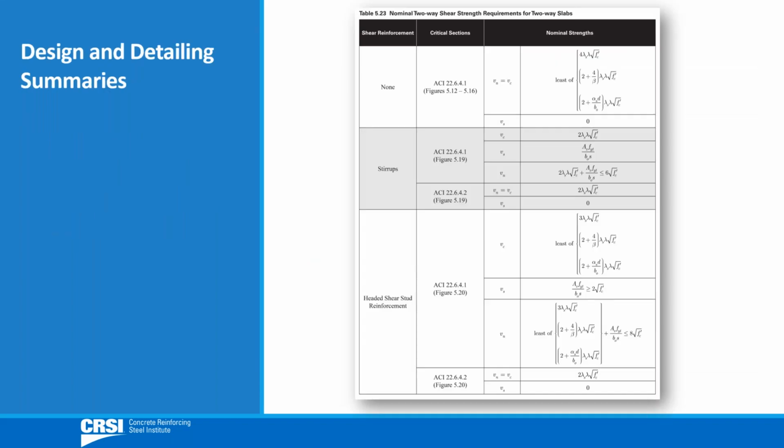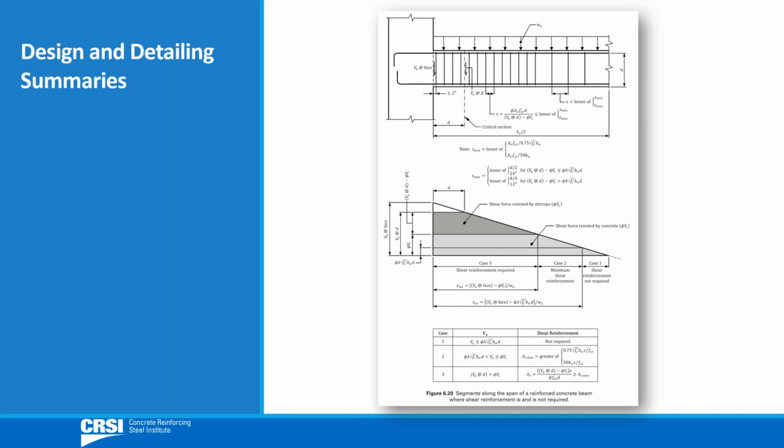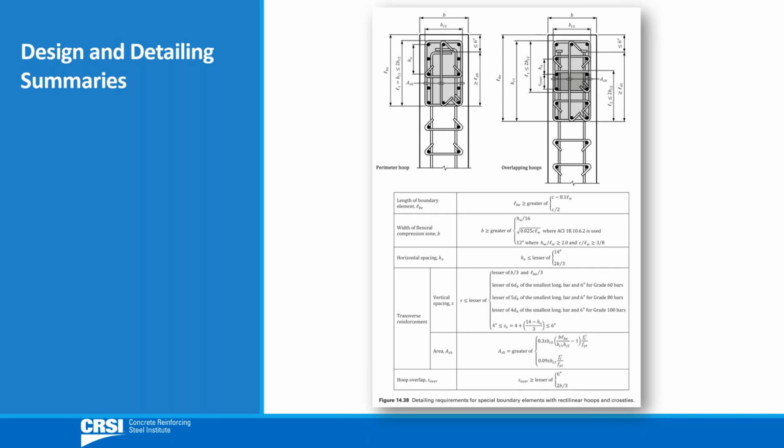Design and detailing summaries are provided throughout the design guide, which give a synopsis of the code requirements in one convenient location. This eliminates the need to perform a lengthy search in the code for the applicable requirements. The nominal two-way shear strength requirements for two-way slabs without and with shear reinforcement are shown on this slide. Shear strength requirements for beams are summarized in this figure, and the detailing requirements for special boundary elements in special structural walls are shown here.